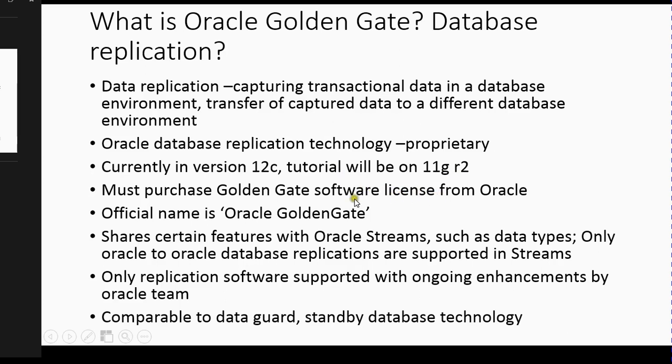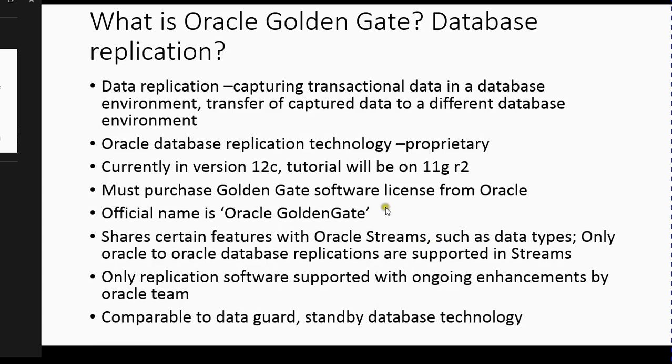The official name is Oracle GoldenGate, so GoldenGate is just one word, and that's the way they have it in the textbook. Oracle GoldenGate shares some of the same features with Oracle Streams. If you're familiar with Oracle Streams, it's the same offering: you're replicating data across multiple systems.